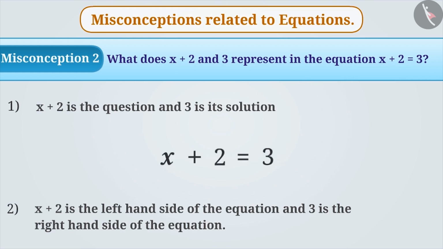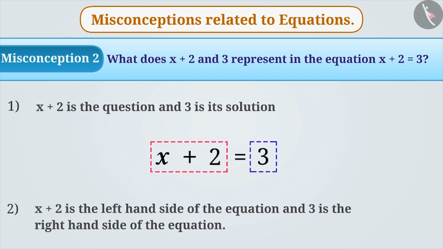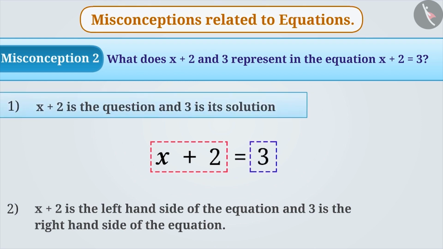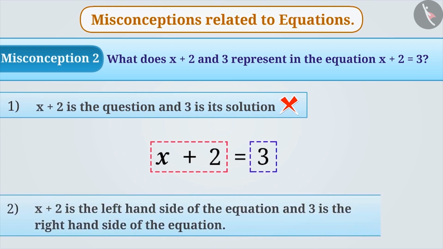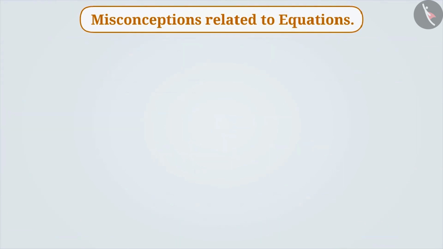Many times, it becomes obvious that the question of mathematics is written on the left-hand side of the equal to sign and the answer on the right. Due to this misunderstanding, x plus 2 is believed to be the question and 3 is its answer, whereas the correct understanding is that x plus 2 is the left-hand side of the equation and 3 is the right-hand side.